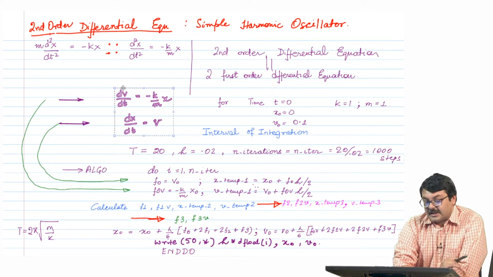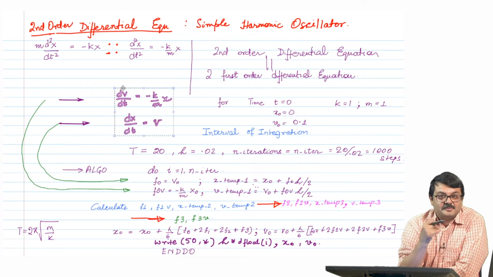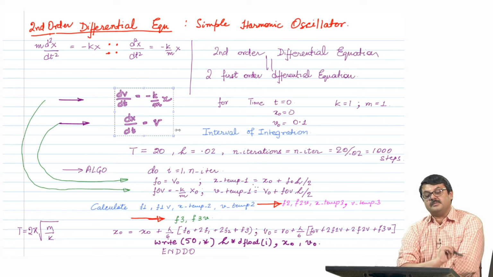So, what I shall do is basically discuss the algorithm. This is just one small step more complicated than the previous equation. Previously, you were solving just one equation. Now, we are going to solve two equations, two first order equations in tandem.